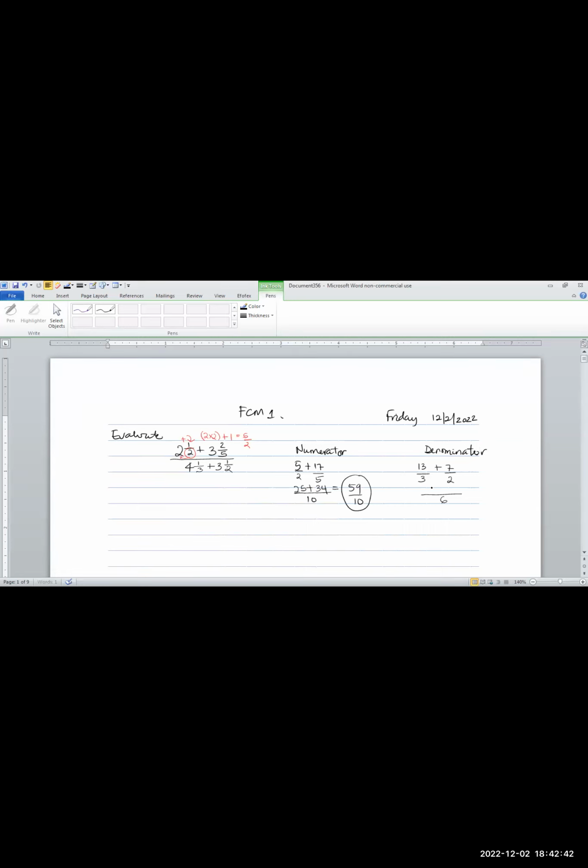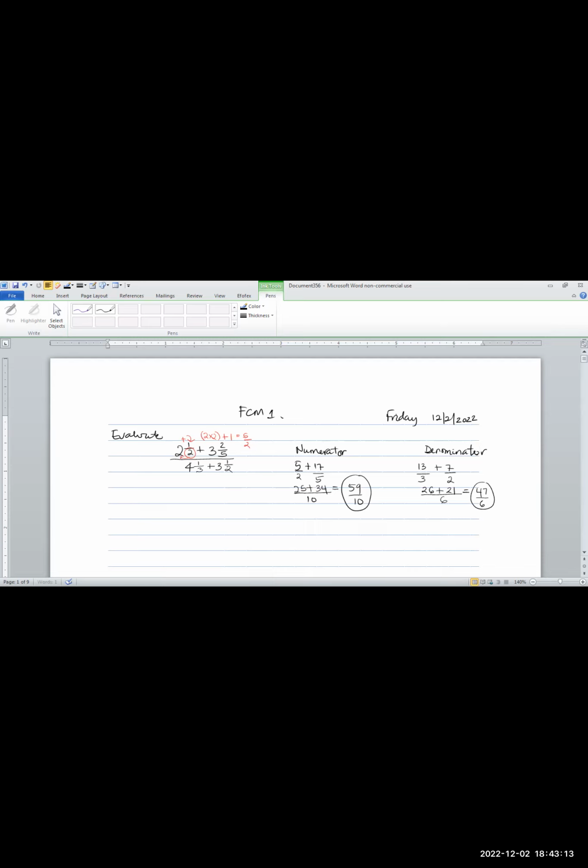How many times can 3 go into 6? 2 times, sir. And what is 2 times 13? 26. Good job. How many times can 2 go into 6? 3 times, sir. And what is 3 times 7? 21. Nice job. What is 21 plus 26? 47. So it's 47 over 6.